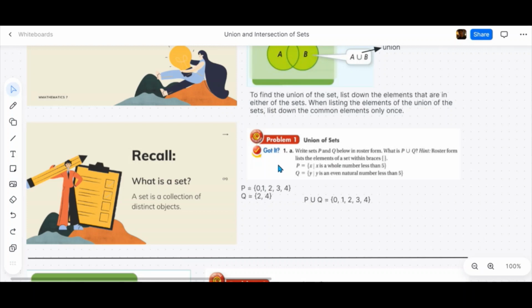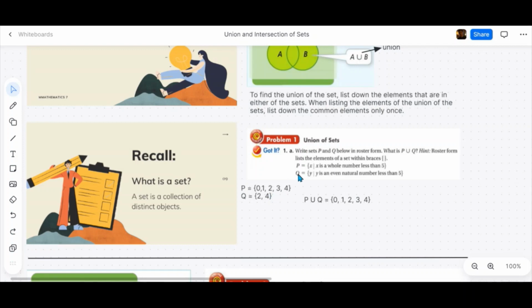The problem says, write sets P and Q below in roster form. Then what is P union Q? Set P says that it is x such that x is a whole number less than 5. As we all know, whole numbers start with 0, and it has to be less than 5. Therefore, set P has elements 0, 1, 2, 3, and 4.